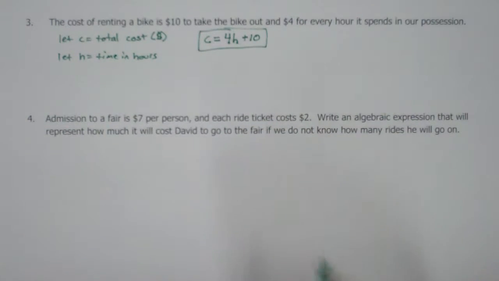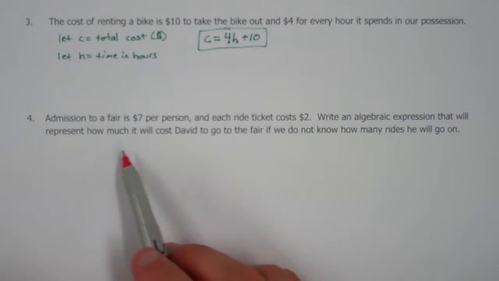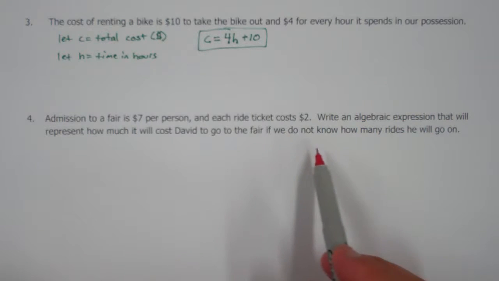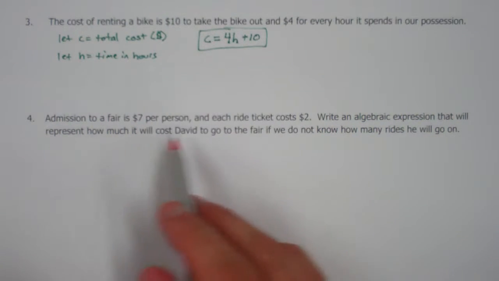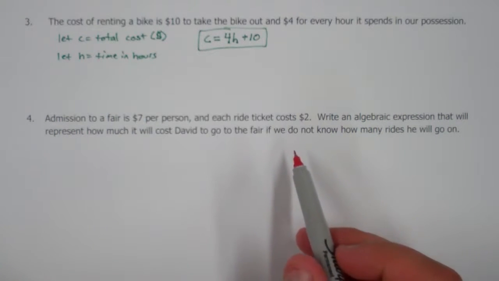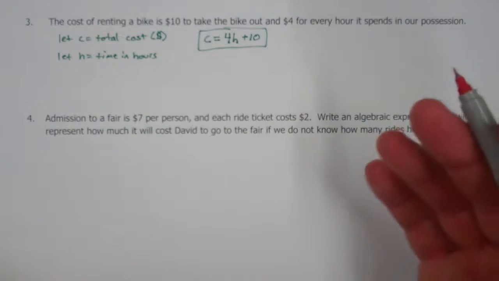In example 4, we've got admission to the fair is $7 per person, and each ride ticket costs $2. We need to write an algebraic expression this time, so no equal sign, that will represent how much it will cost David to go to the fair if we do not know how many rides he will go on. Okay, and that's not given in our problem here. Admission is a one-time thing, so at least for that night.